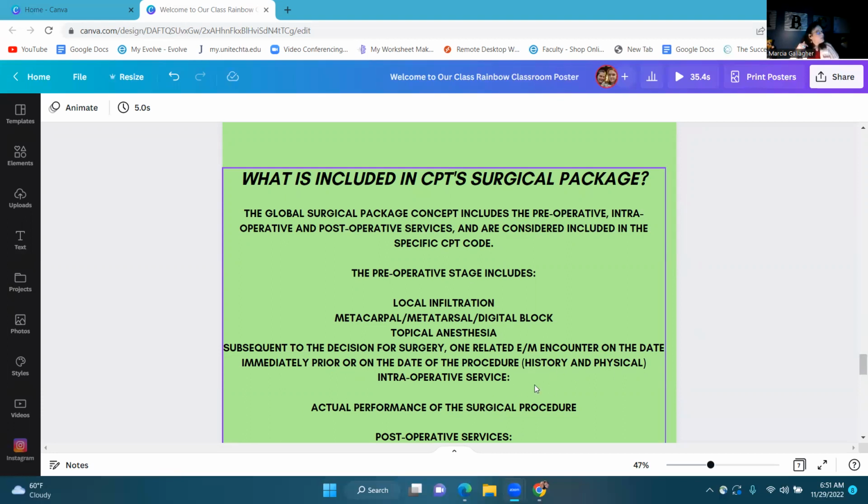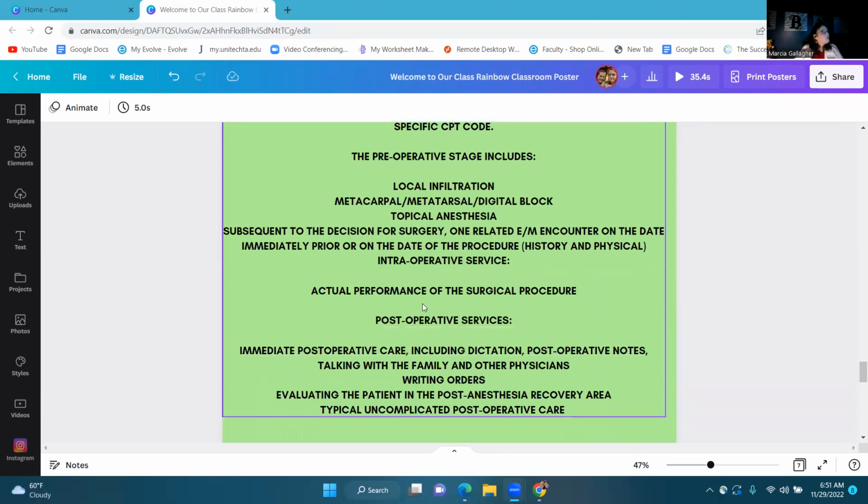Okay, let's back up just a little bit. Have you ever had to have clearance for surgery? That's what they're talking about with the E&M code. You have to have clearance for specific surgeries. So you're allowed that, and it's included in your surgical package. So let's talk about intraoperative services. They're actually performed in the surgical procedure.